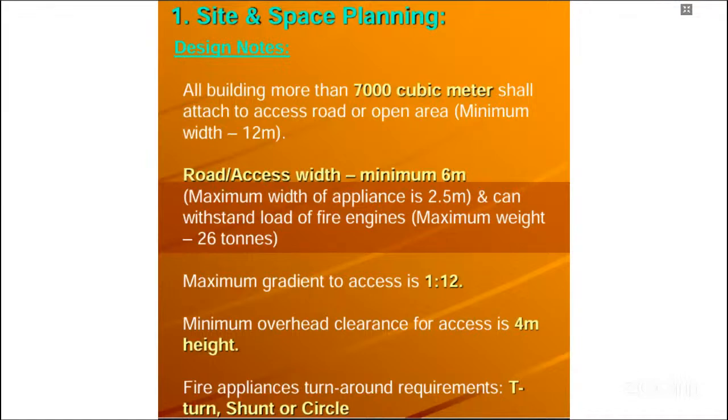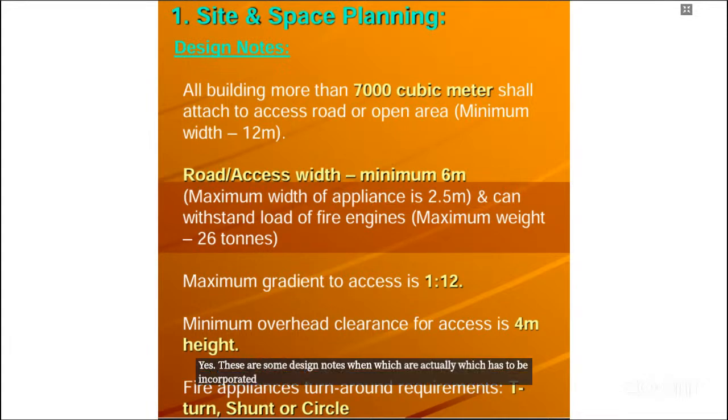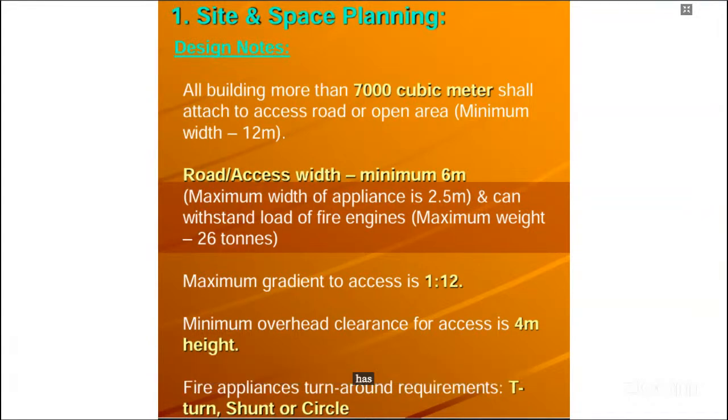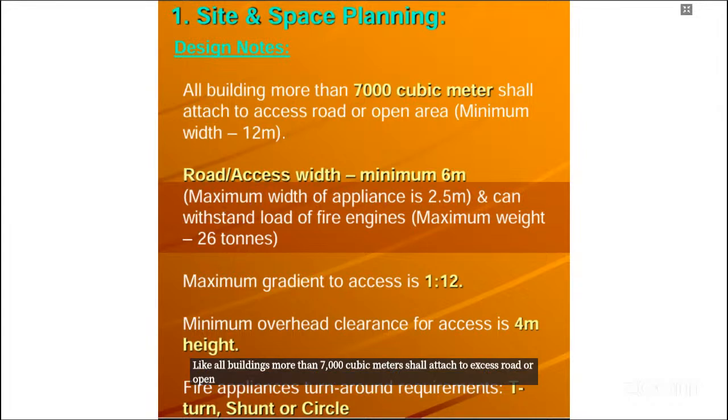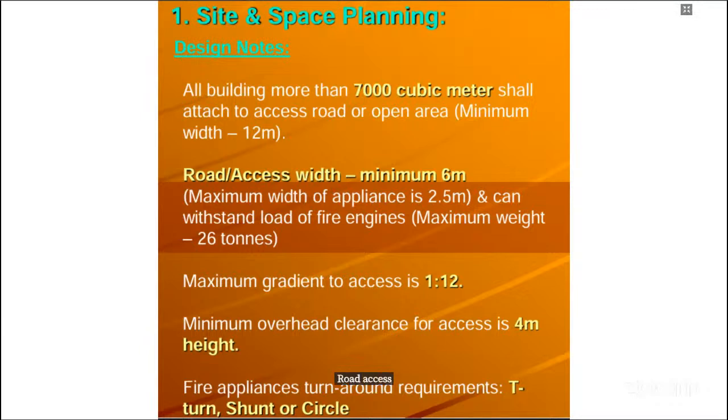These are some design notes taken from the building codes, which need to be understood by us, about what type of minimum area is required for which type of enclosures. Like, all buildings more than 7,000 cubic meters shall be attached to an access road or open area which has a minimum width of 12 meters. Road access width minimum should be 6 meters.